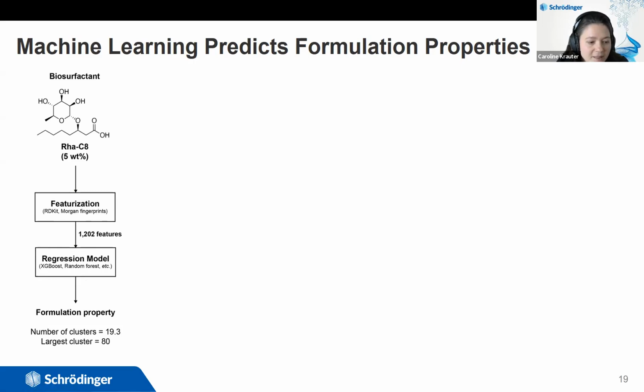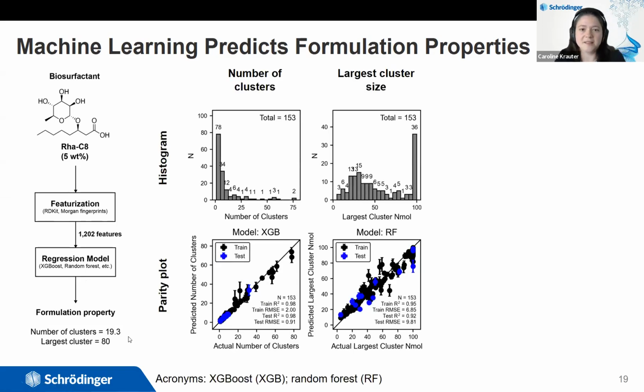And then we look at different formulation properties. I have number of clusters and largest cluster as a little bit more detailed example here. So in the top panel, we have from the molecular dynamics the range of values we're looking into here. So how many molecules do we have in the largest aggregate, and how many aggregates do we have in our simulation box? And that averaged over a certain time of the simulation.